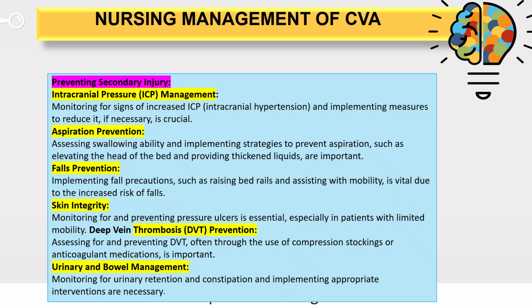Next nursing management is preventing secondary injury. Now the injury has already happened. Now what you will see is the patient is having increased ICP. So you will monitor for signs of increased ICP. That is another chapter in itself.